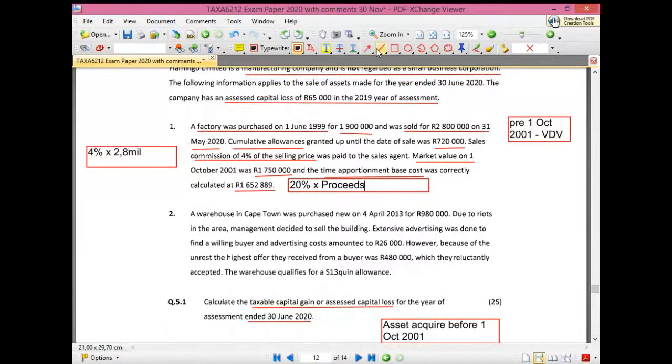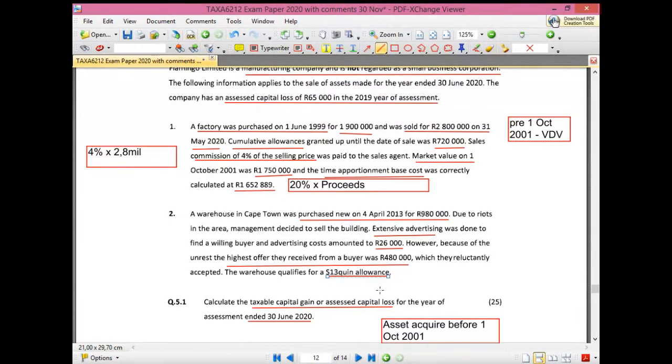Then the next one is we had the warehouse. It was purchased new on 4 April 2013 for 980. So this is straightforward. And due to the fact that there were riots, they decided to sell it. They did extensive advertising and that cost 26,000 to sell this property. And because of what's happening, the highest offer they received was 480,000. And it qualifies for Section 13 quin allowance. So that is your 5%.